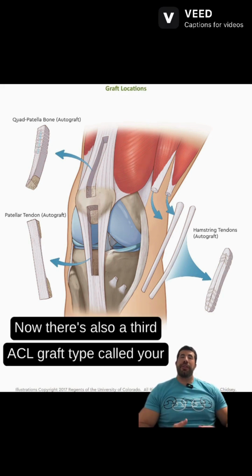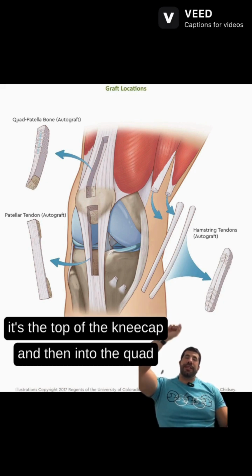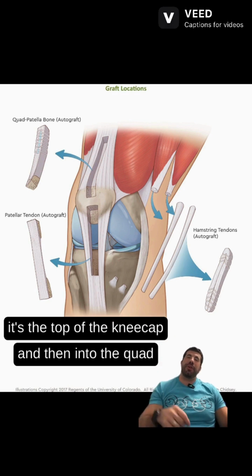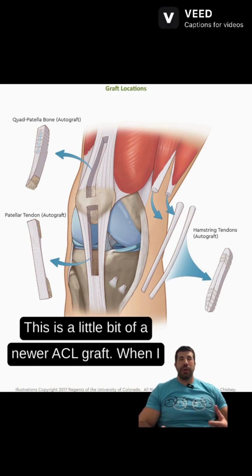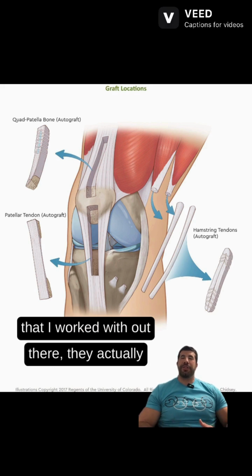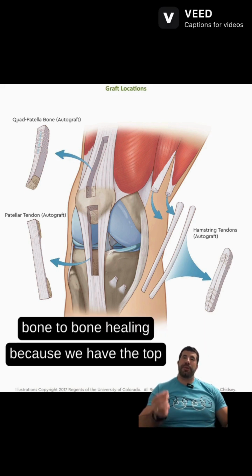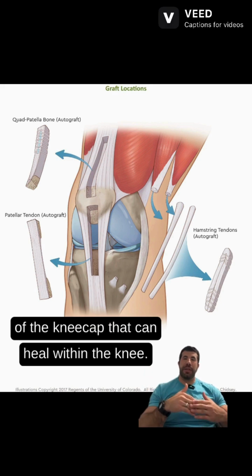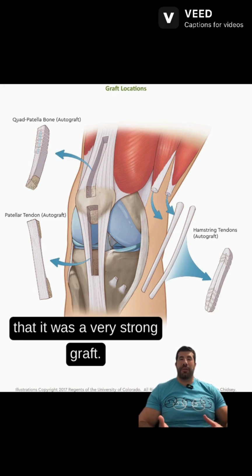Now, there's also a third ACL graft type called your quad tendon graft that's shown here at the very top, where basically it's the top of the kneecap and then into the quad muscle or through the quad tendon as well. This is a little bit of a newer ACL graft, and when I was in Colorado, the orthopedic surgeons that I worked with out there, they actually preferred this type of graft because you do get a bone-to-bone healing because we have the top of the kneecap that can heal within the knee, and then also they thought as well that it was a very strong graft.